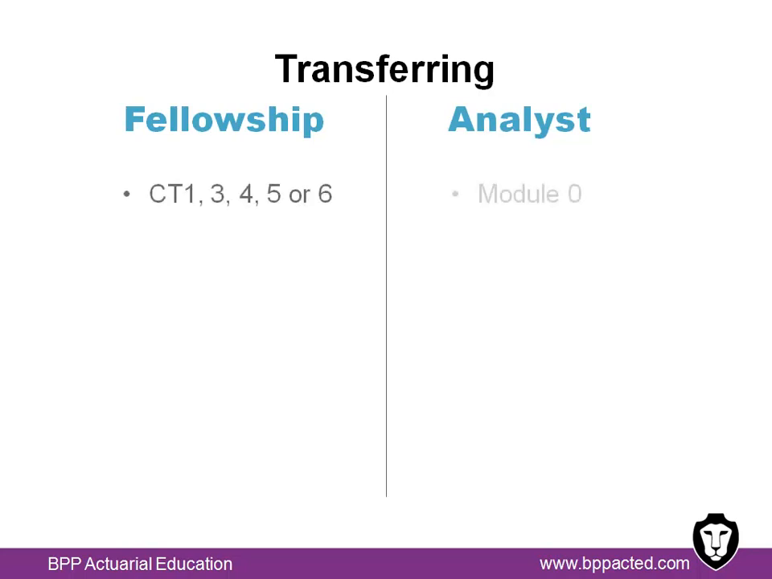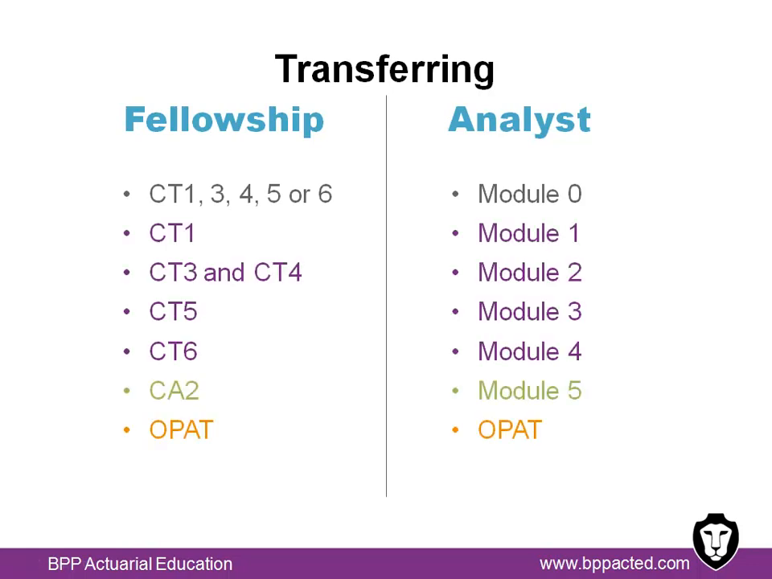A pass in any of CT1, 3, 4, 5 or 6 will gain exemption from the entry exam module 0. For the rest, passes in the fellowship exams listed on the left will give exemptions from the corresponding analyst exams on the right. These exemptions will be granted free of charge. However, passes in any of the CAA modules will not generate exemptions from the CT examinations or from CA2. According to the profession's website, a conversion course to enable fully qualified certified actuarial analysts to transfer over to the fellowship pathway will be considered in due course if there is demand.